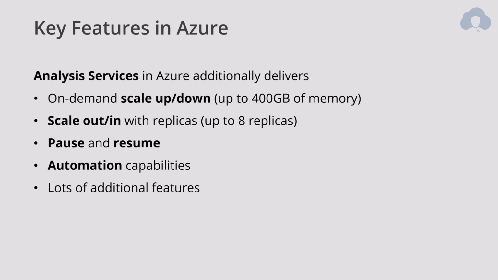perfect, a sweet spot. You also have scale out and scale in with replicas, so you can have up to 8 simultaneous replicas of your model that you can use to scale out your reports if you have many users. Additionally, you can pause and resume, so you can actually stop your development environments if you're not using them, or maybe even production in very rare scenarios for reporting during certain periods of the month. Additionally, you get automation capabilities. So there are a lot of additional tools in Azure that allow you to automate things in your analysis services and a bunch of other features. So moving to Azure is really a good idea.